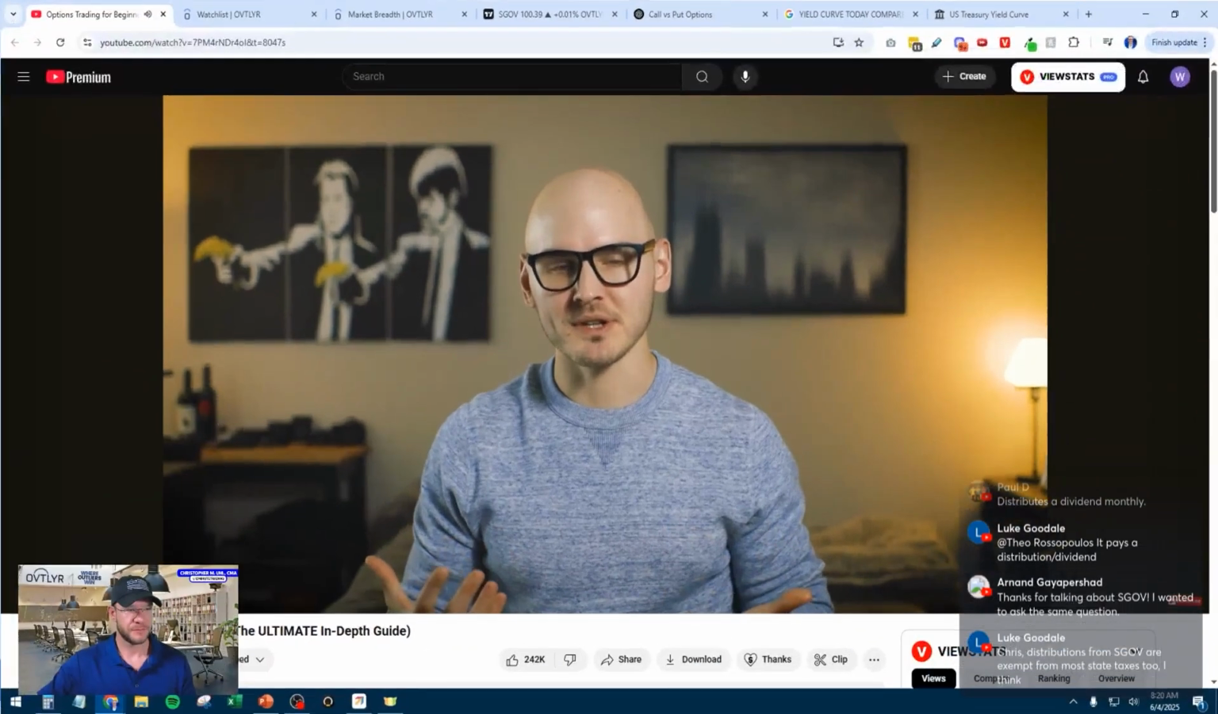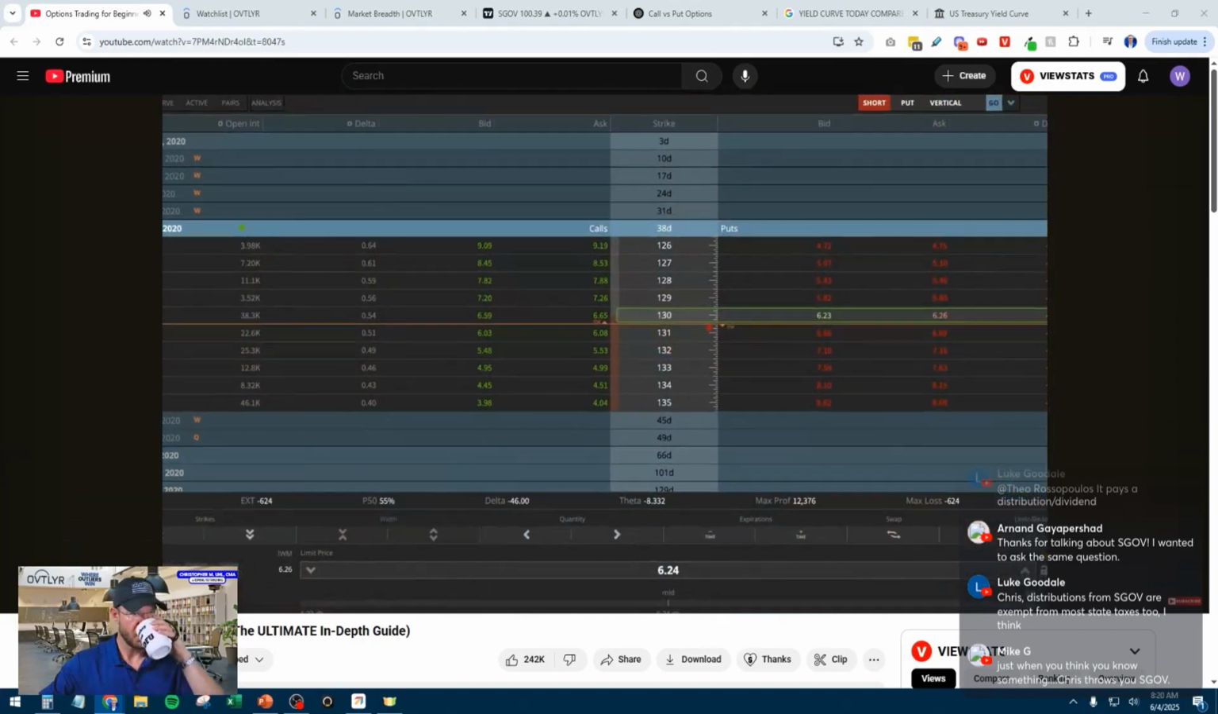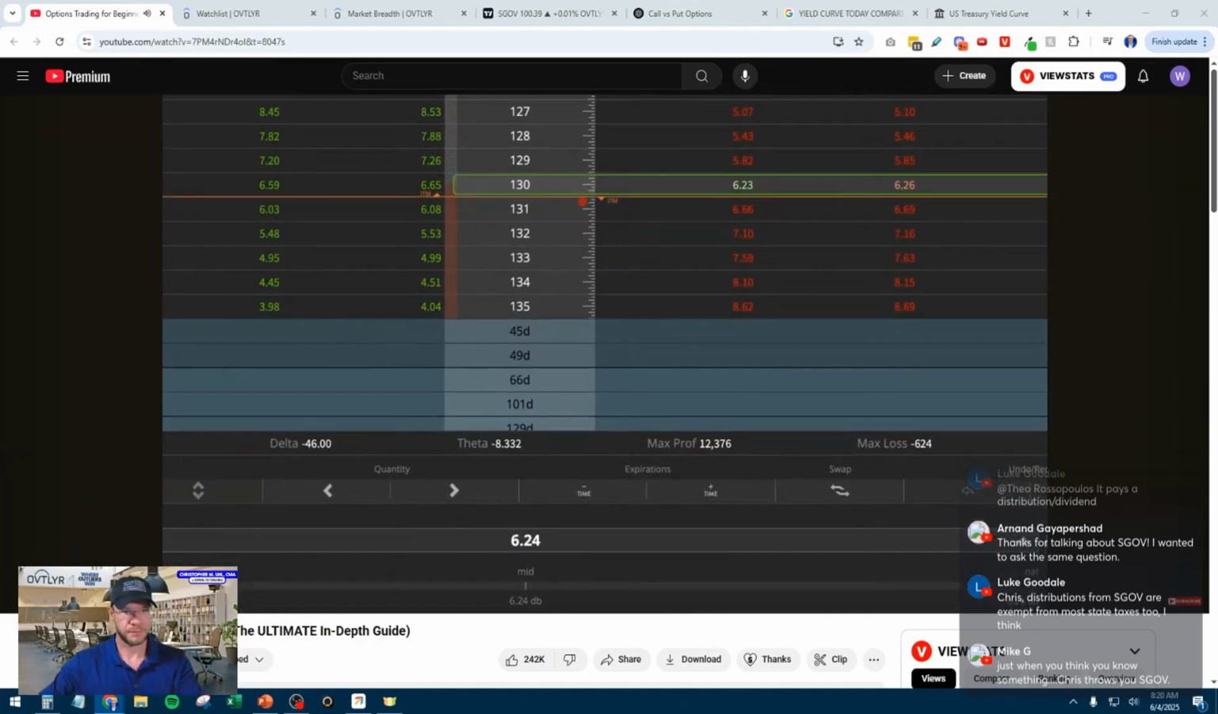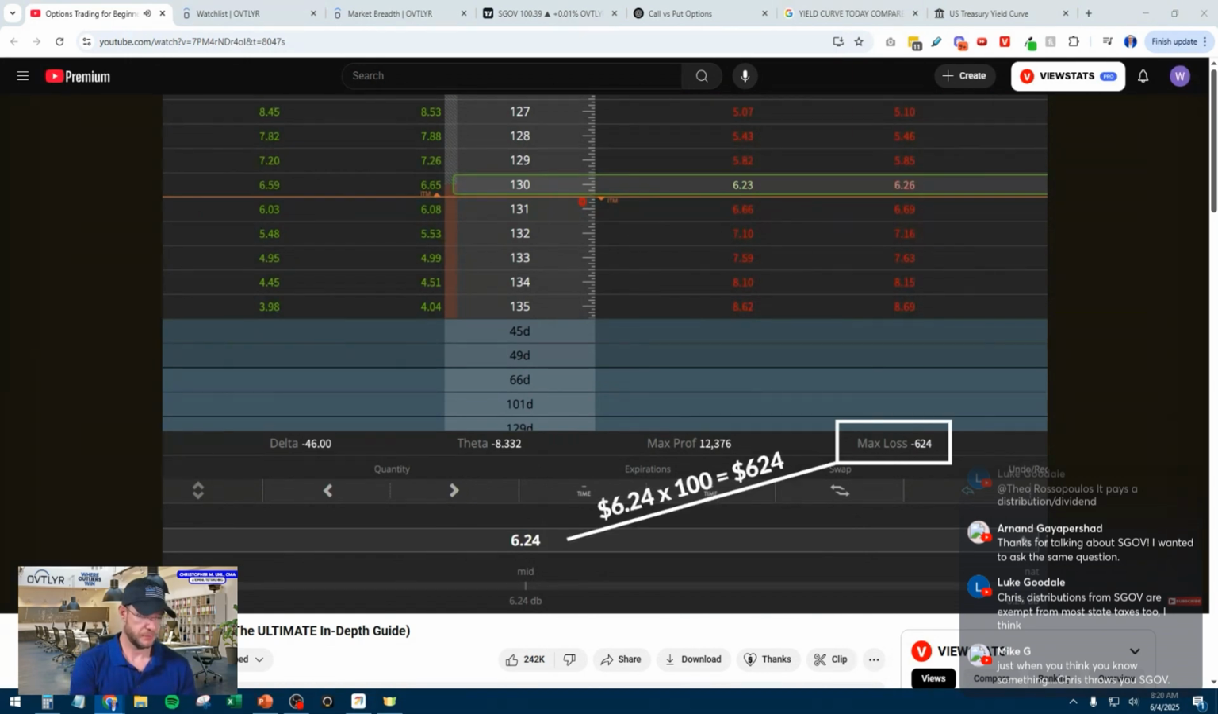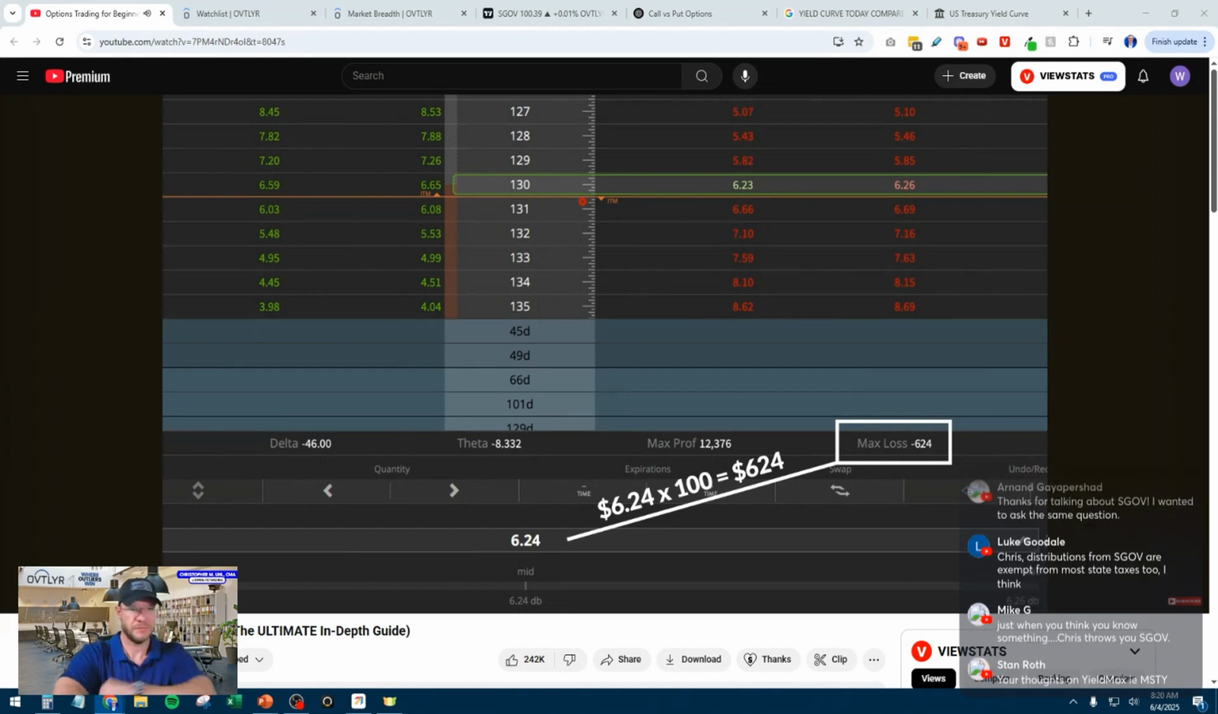Verify that this option is worth $624 by looking at the maximum loss on this trading platform. The maximum loss says $624, and when you buy options, the most you can lose is the premium that you pay for the option, as we briefly discussed in the previous call option section.